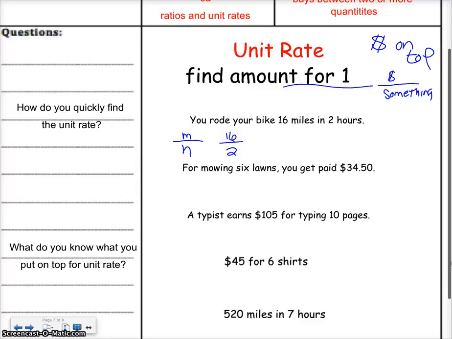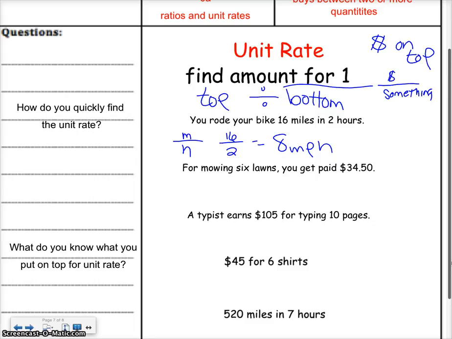A quick way to do it, anytime you're finding the amount for one, you divide. Dividing the ratio, the top divided by bottom, so that's pretty much what you do. Top divided by bottom tells you how much for one. So 16 over 2 is 8 miles per hour. So 8 miles in 1 hour.